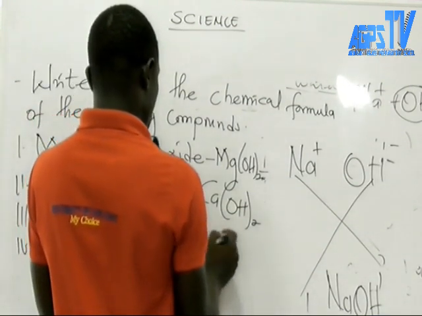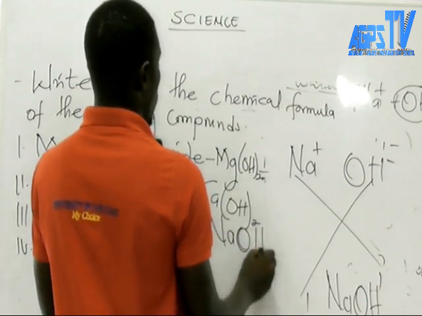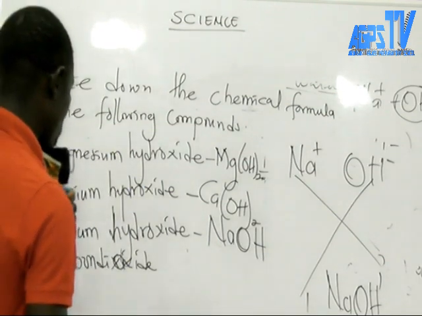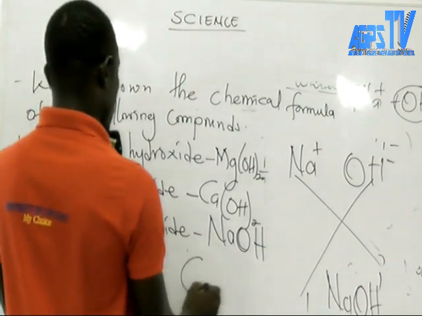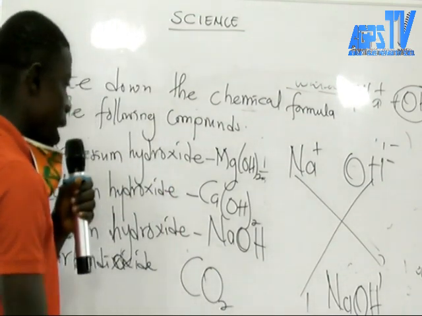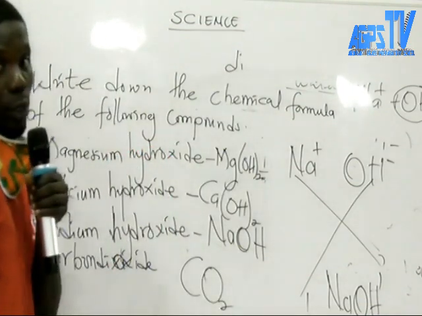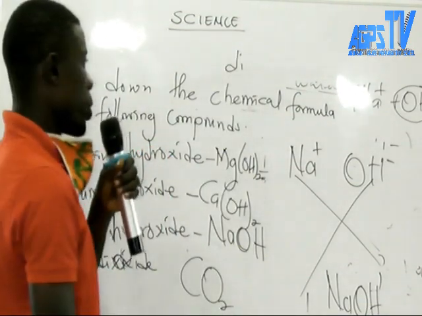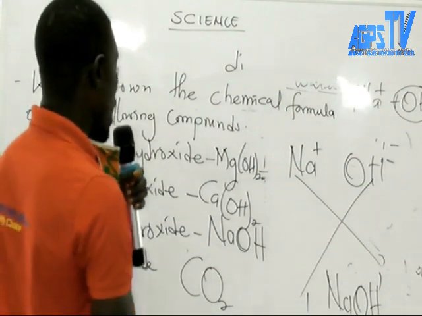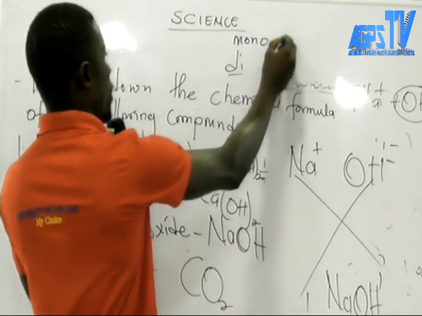And the next one is carbon dioxide. We all know that carbon dioxide is CO2 because it is having 2 atoms of oxygen. The term di means 2. Tri means 3. Tetra means 4, and so on. And mono means 1.